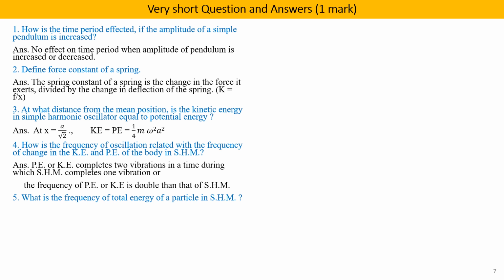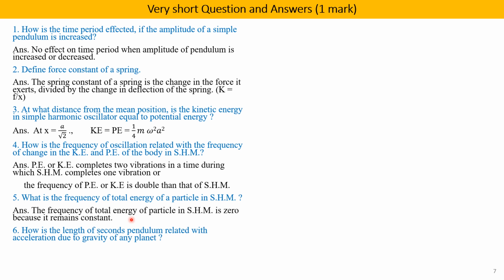What is the frequency of the total energy of a particle in simple harmonic motion? The frequency of total energy of the particle in simple harmonic motion is zero because it remains constant. You remember the curve of potential energy, kinetic energy and total energy. Total energy is a flat line, hence it remains constant.